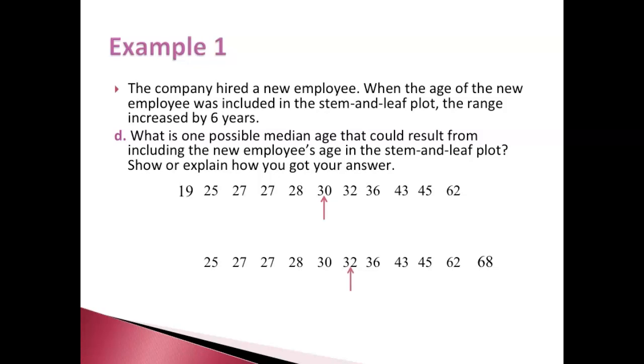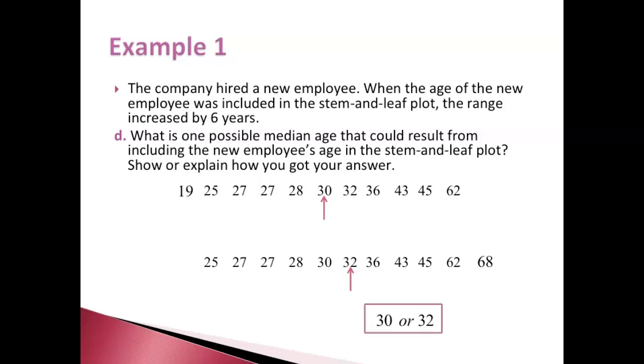So here, this question is actually only asking you for one possible median age, but I'm going to tell you that the two possible answers that you could come up with is either 30 or 32. And to show or explain your work, you can simply show that you put the 19 as an added data point or the 68 as an added data point and show how you found the median from there.